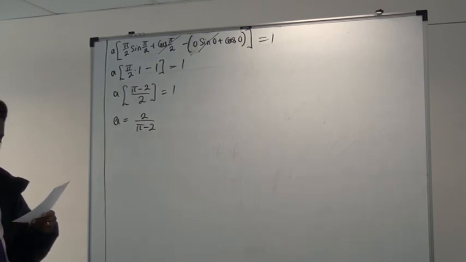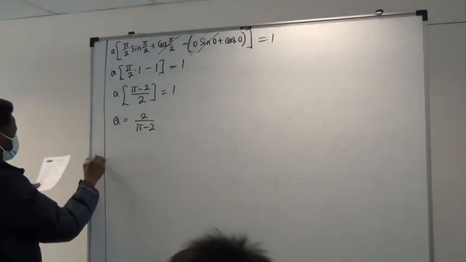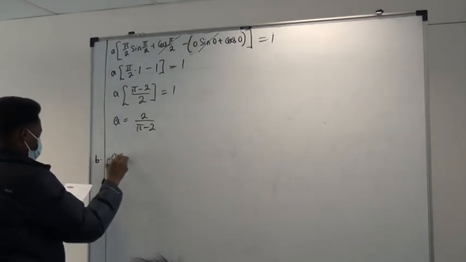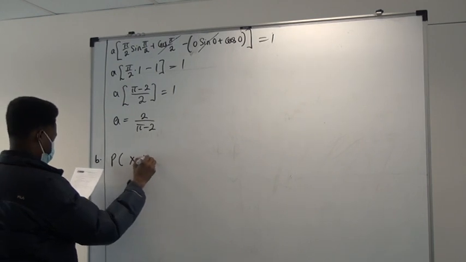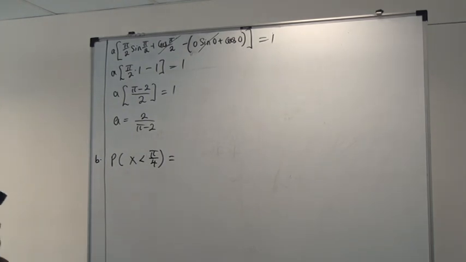Question 10. So part B, that's 5 questions, 5 points. Not bad. Probability that X is less than pi over 4. Yes, quickly. Anyone? Talk to me. I have just a few minutes to get out of here.